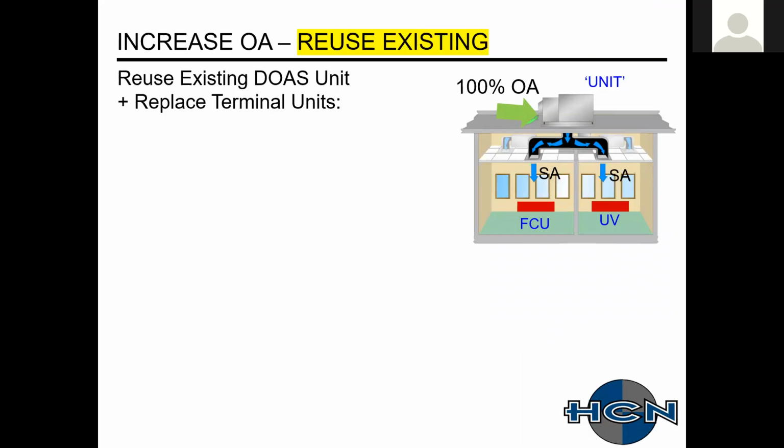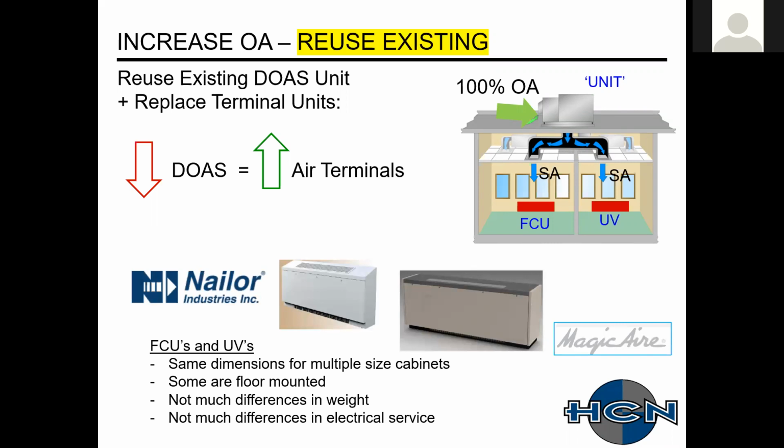So along with reusing existing, what about our terminal units that are serving the space, all right? So our DOAS system capacities has decreased. Let's increase the capacity of our air terminals to compensate for that. HC9 represents Naylor for fan coils and Magic Air for univents. These are among just some other manufacturers.